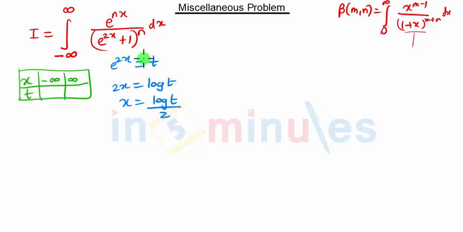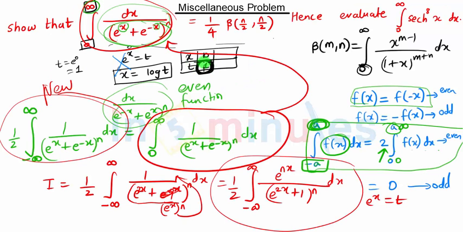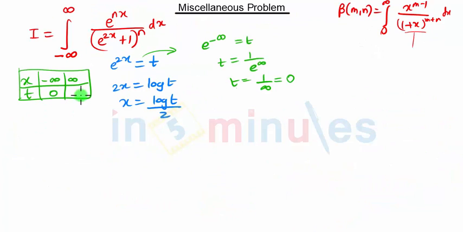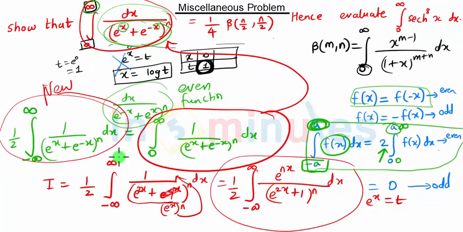When we put x equal to minus infinity in this equation, we get e raised to minus infinity equal to t, which is nothing but t equal to 1 upon e raised to infinity. E raised to infinity is infinity, so 1 upon infinity. So t will be 1 upon infinity, which is 0. So now if you see, earlier we got our limit as 1, now it has changed to 0 by doing this thing.